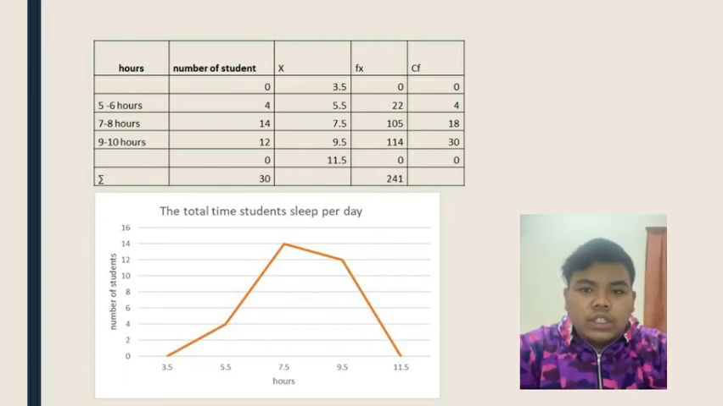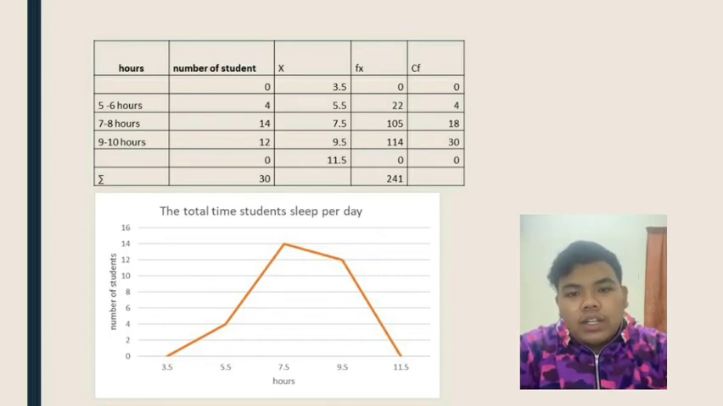The mean of total time students sleep per day is about 8.03, while the mode for the question is 8.17. Last but not least, the median for the total time students sleep per day is 8.07, and this shows us that more students get to sleep earlier. Based on the frequency polygon graph, the shape of the distribution is positively skewed.